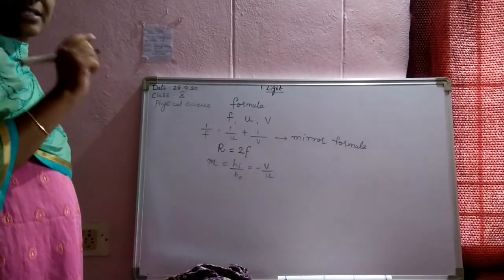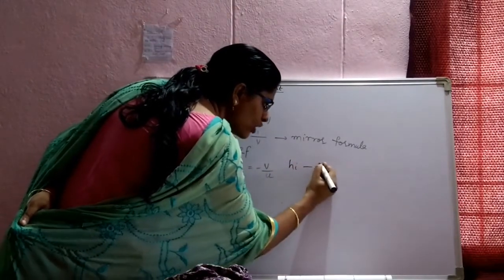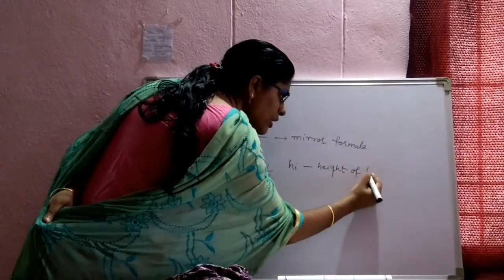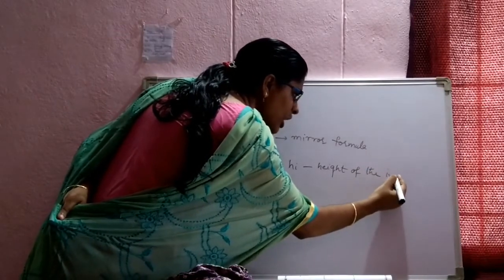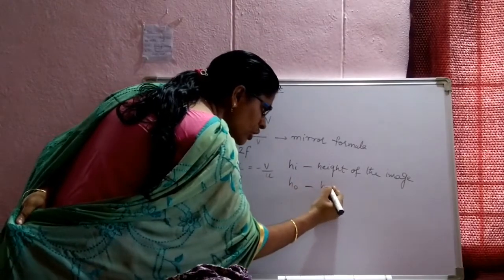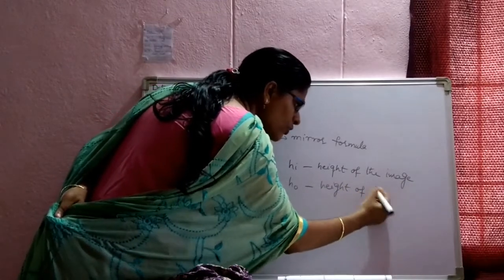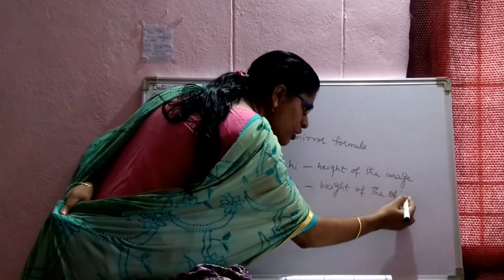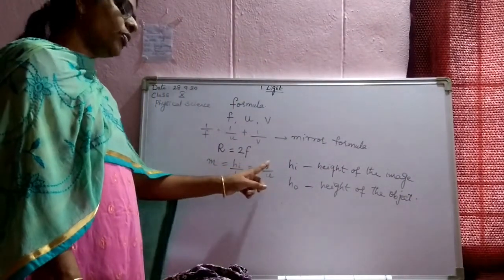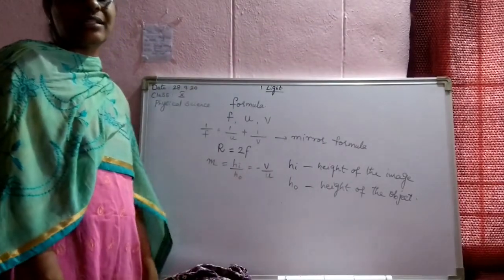h suffix i means hi is the height of the image. Height of the image is called hi. ho is the height of the object. Okay, height of the object is called ho. Now, already you know v means image distance, u means object distance.